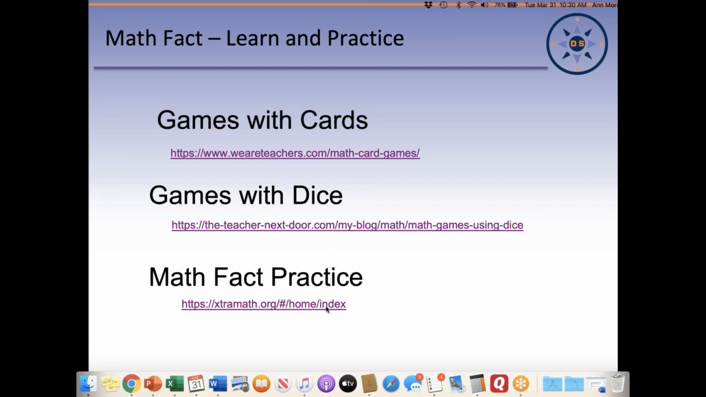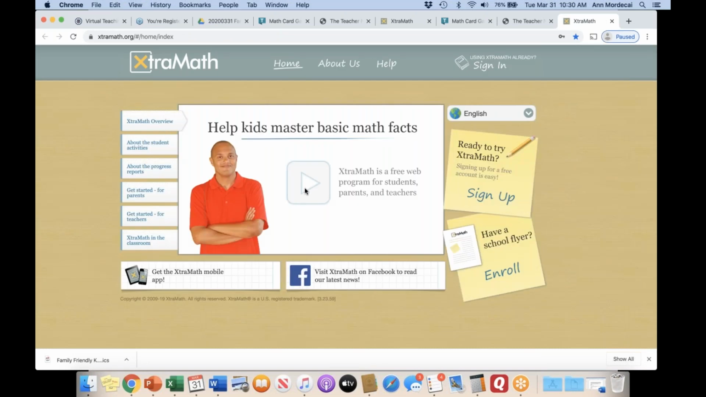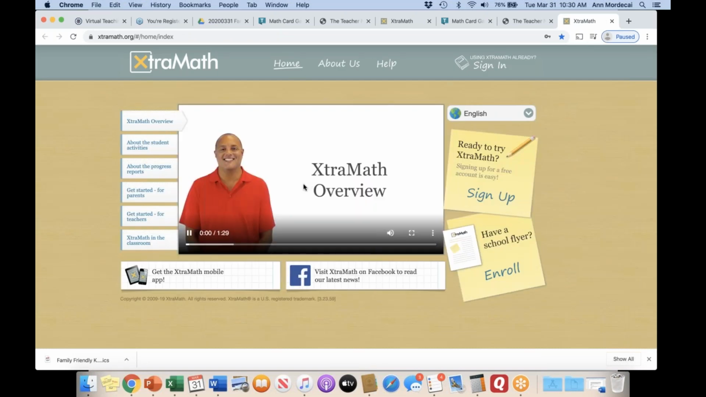So this last one is a math fact practice, a site that a lot of teachers do know and they use. I'm going to run just for a minute. I'm going to run just the beginning, the overview.